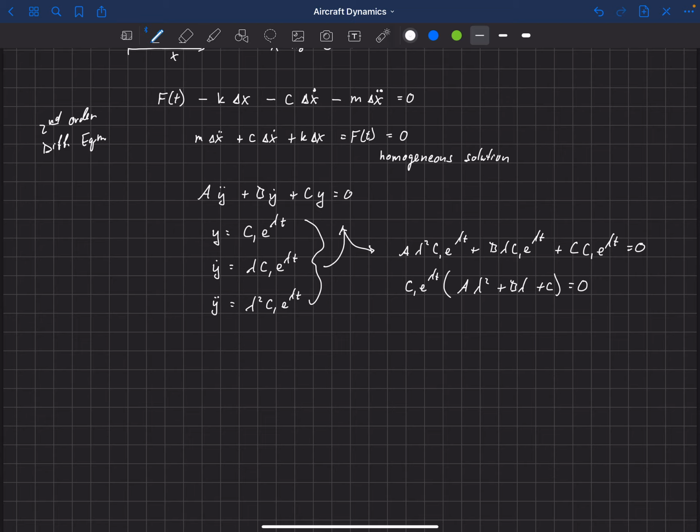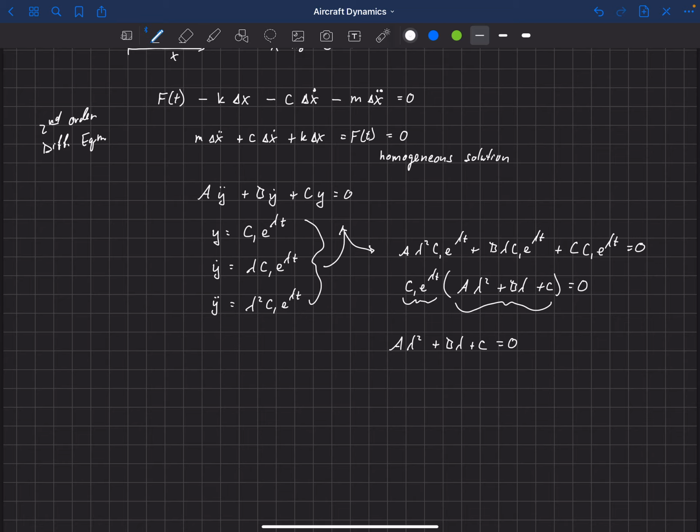This term out front, we could divide to the right-hand side if we knew that it was non-zero. So we assume that in order to solve this equation, the internals inside these parentheses have to be equal to 0. It turns out that this is simply the quadratic equation: a times lambda squared plus b lambda plus c equals 0. We can use the quadratic formula to solve that.